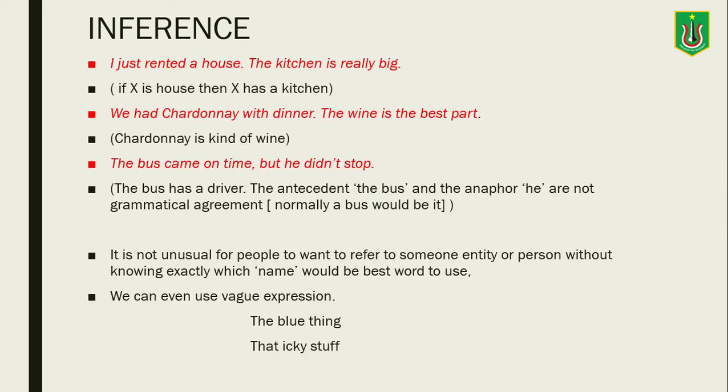For example, "I just rented a house. The kitchen is really big." If X is a house, then X has a kitchen. "We had Chardonnay with dinner. The wine is the best part." Chardonnay is a kind of wine.